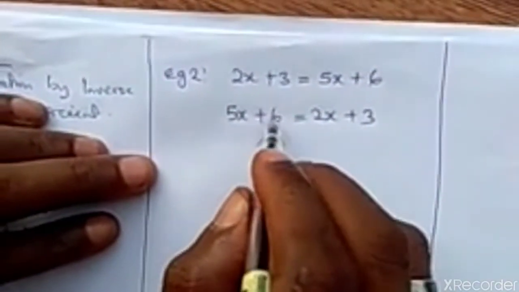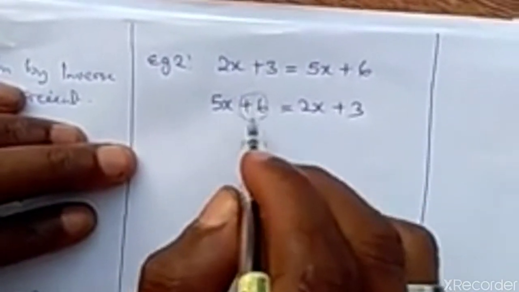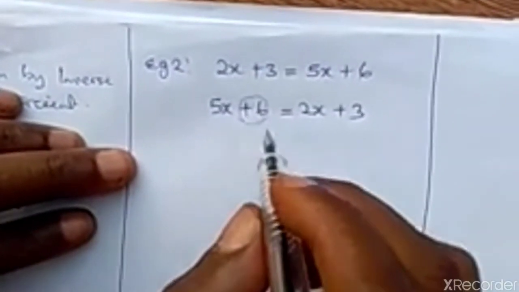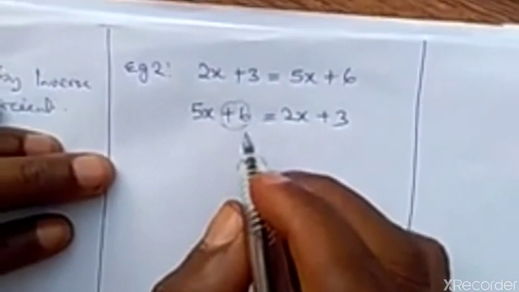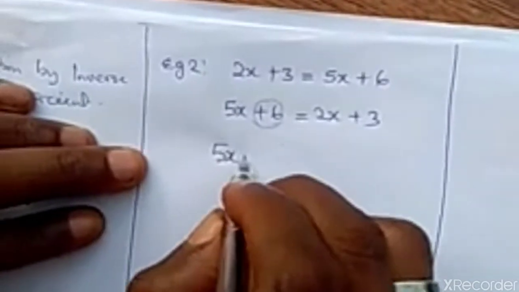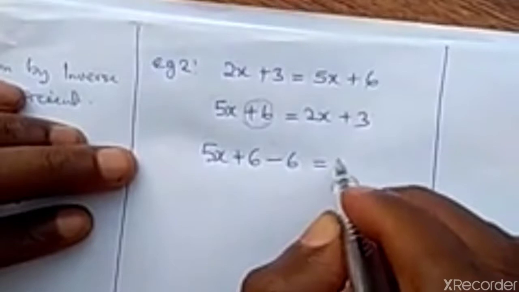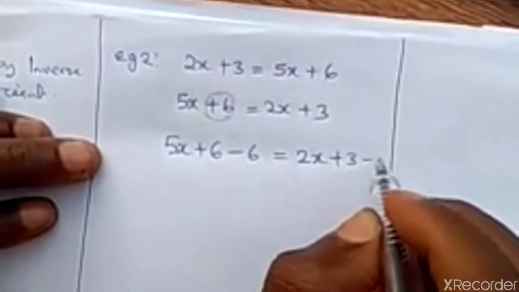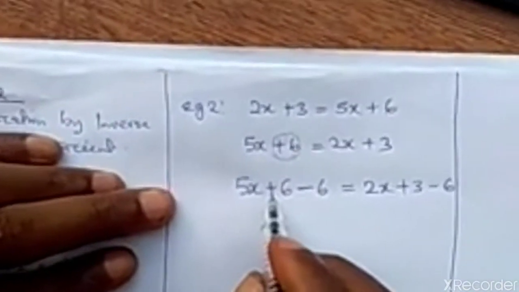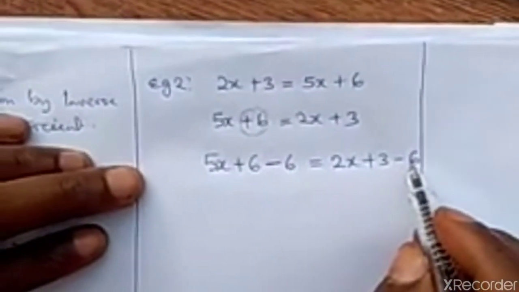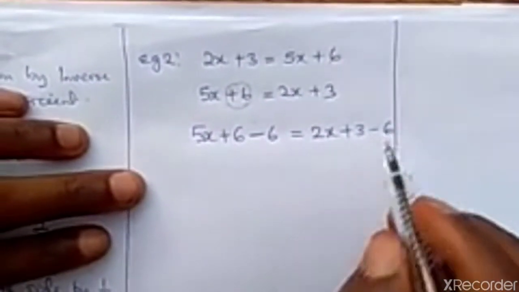So I have to find a way to eliminate this 6 from the left hand side. I have to subtract 6 for me to eliminate it. And because I am subtracting 6 from it, I will also go to the right hand side and subtract 6. What is good for the goose is good for the gander.